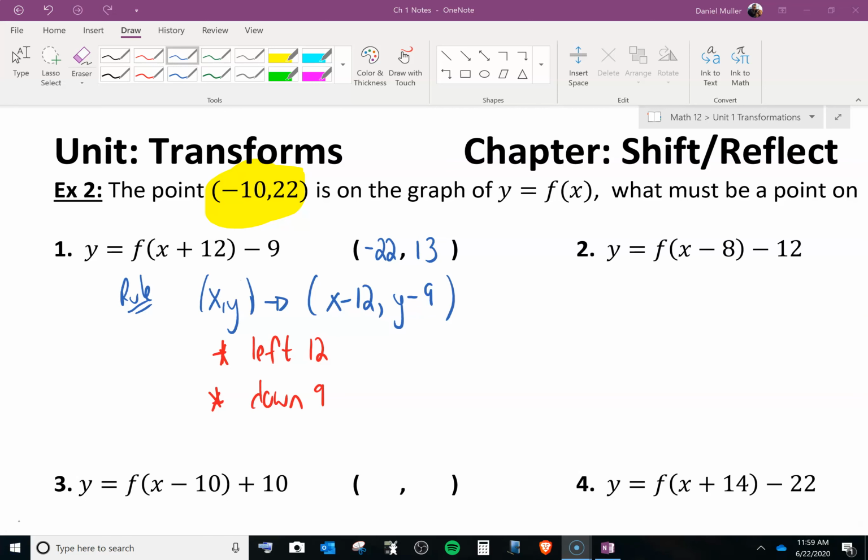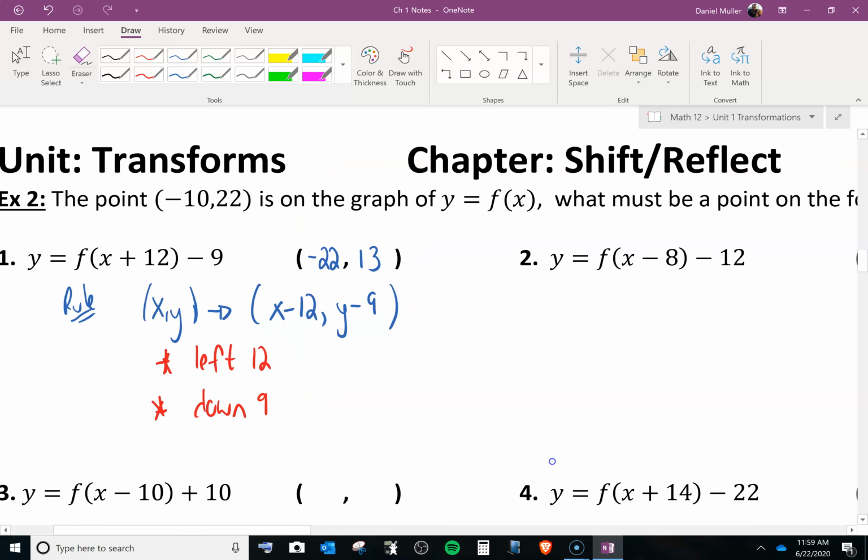So again, we would normally do this rule to 4 or 6 points. We've only done 4 so far, so we did 4 points. Here we're only doing it to this 1 point, which is kind of nice. It's a little bit easier.